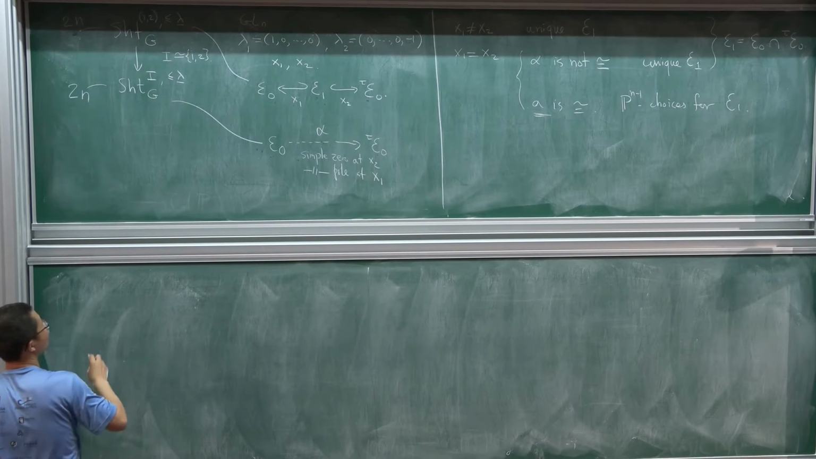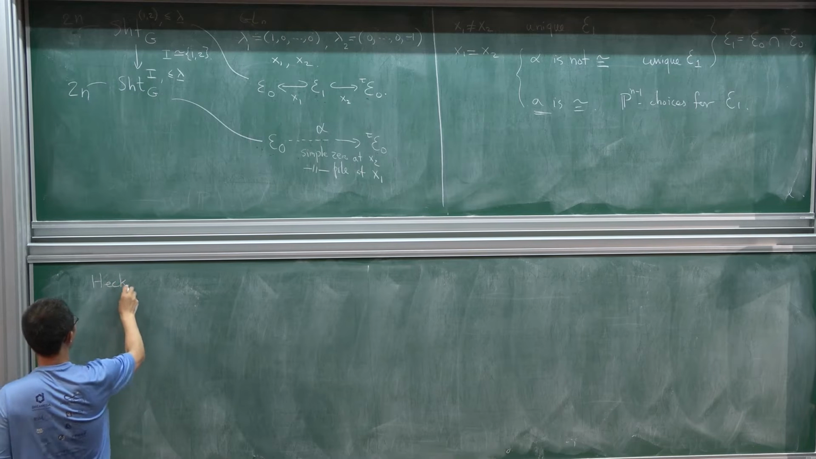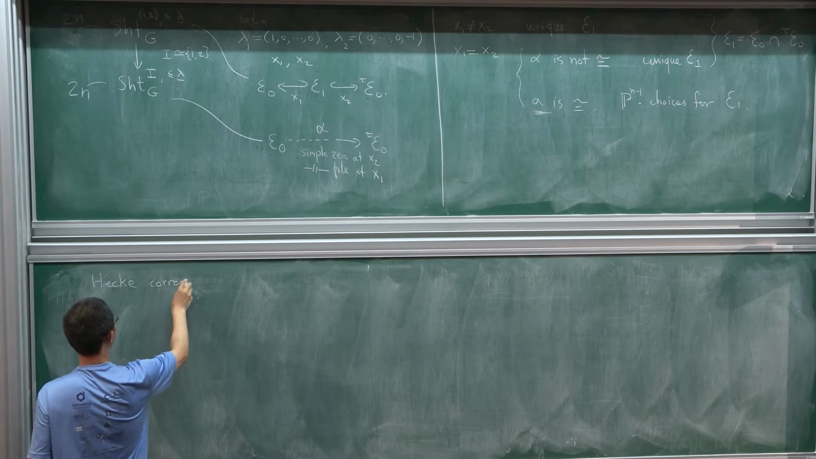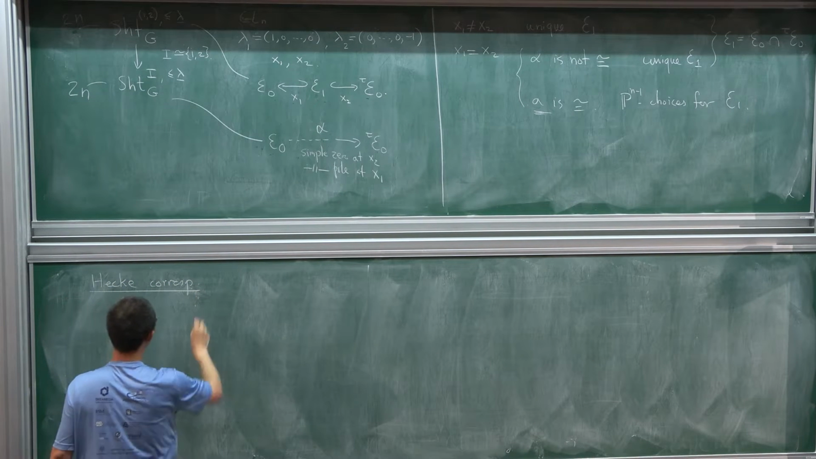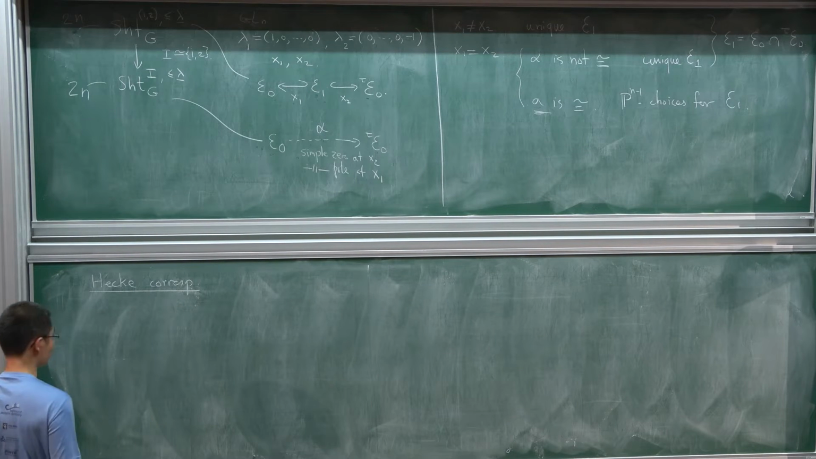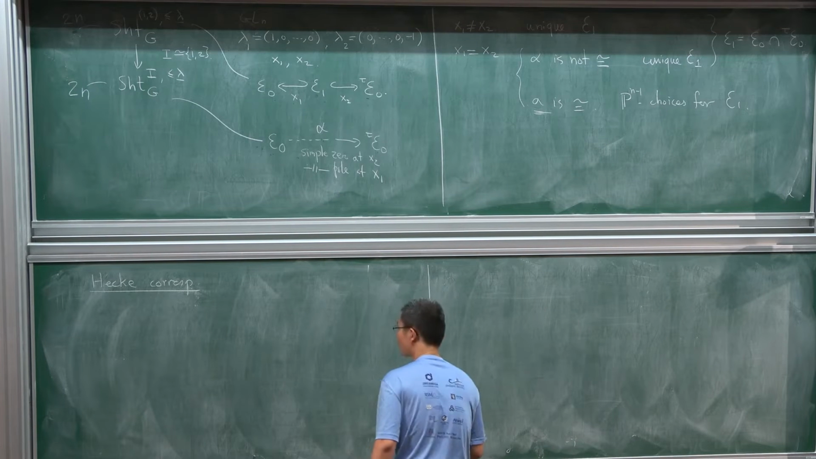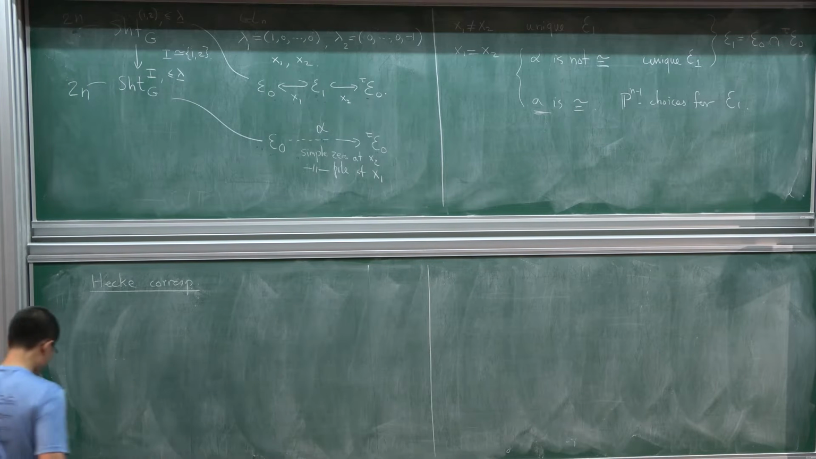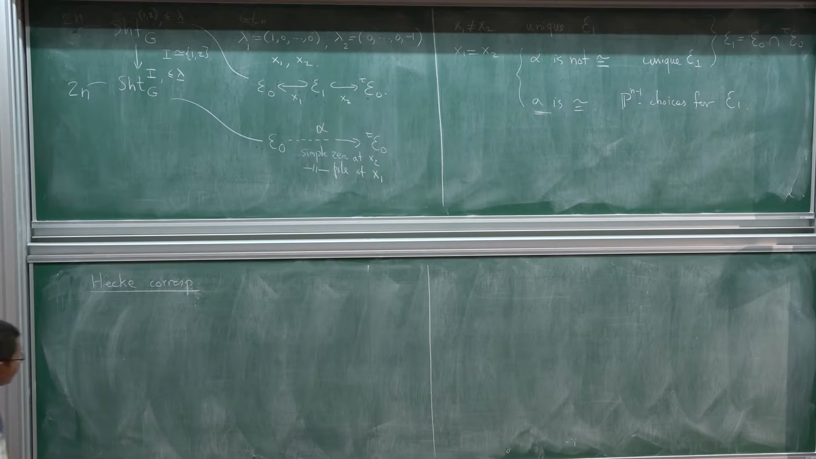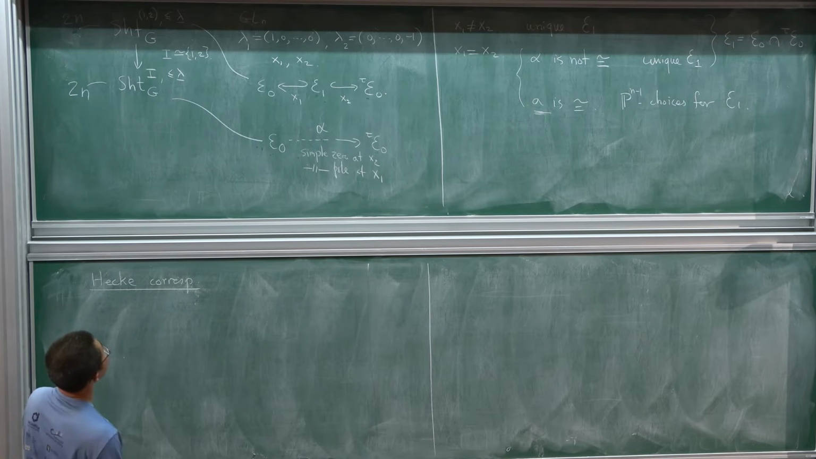Now, I will talk about two very important constructions on the moduli space of Shtukas. One is Hecke correspondence, and the other one is partial Frobenius. So Hecke correspondence works more or less similarly to Shimura varieties. I'll just say it briefly.